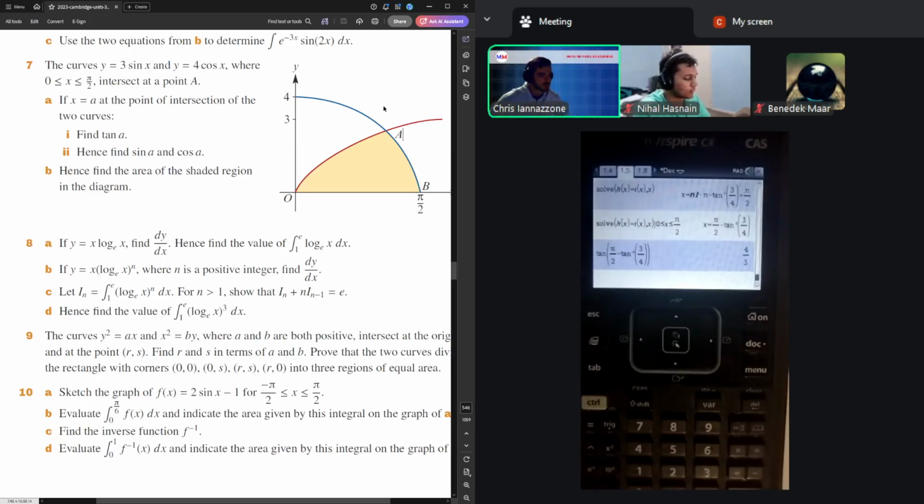One point of failure here would be whether you've got your calculator in degrees or radians. Because your domain is in terms of radians, make sure your calculator is in radians. Anyway, cool. Next up, hence find sine a and cos a.